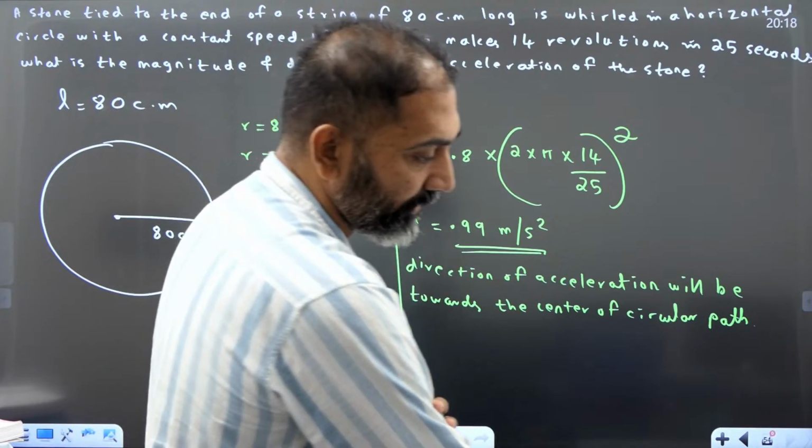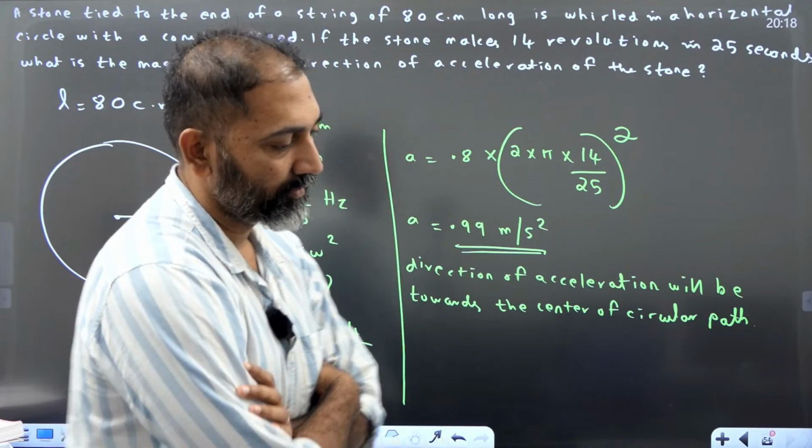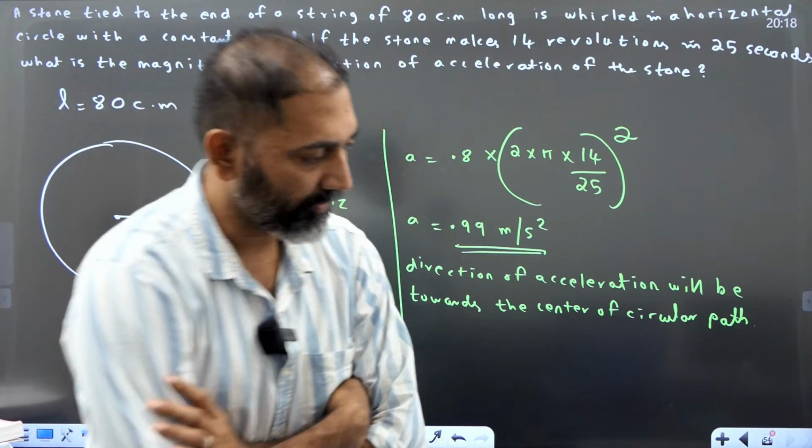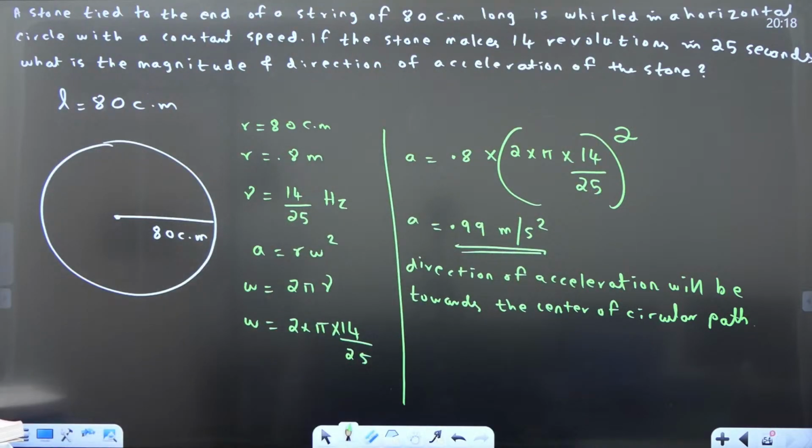No. Radians per second square, Abhinav, it is angular acceleration. What you have written is wrong. Radians per second square is the unit of angular acceleration alpha. Here we are calculating centripetal acceleration.